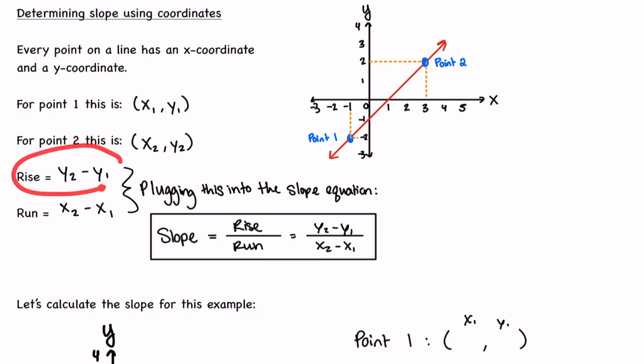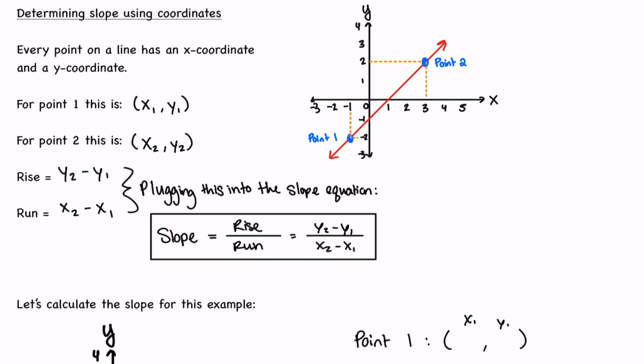Now your rise is the vertical distance between the 2 points, so that would be this distance over here. And you get that by doing your y2 minus your y1. So remember, your y2 is the y value of point 2, and your y1 is the y value of point 1. And your run is the horizontal distance between the 2 points. So that would be this distance over here. And you can calculate that by doing x2 minus x1.